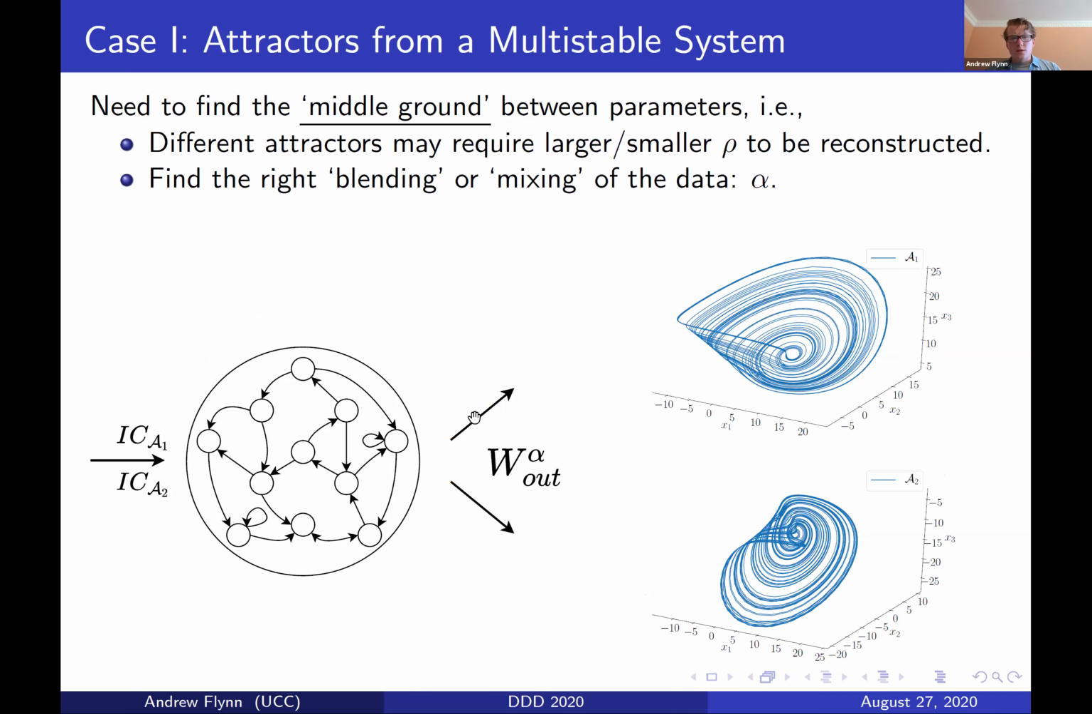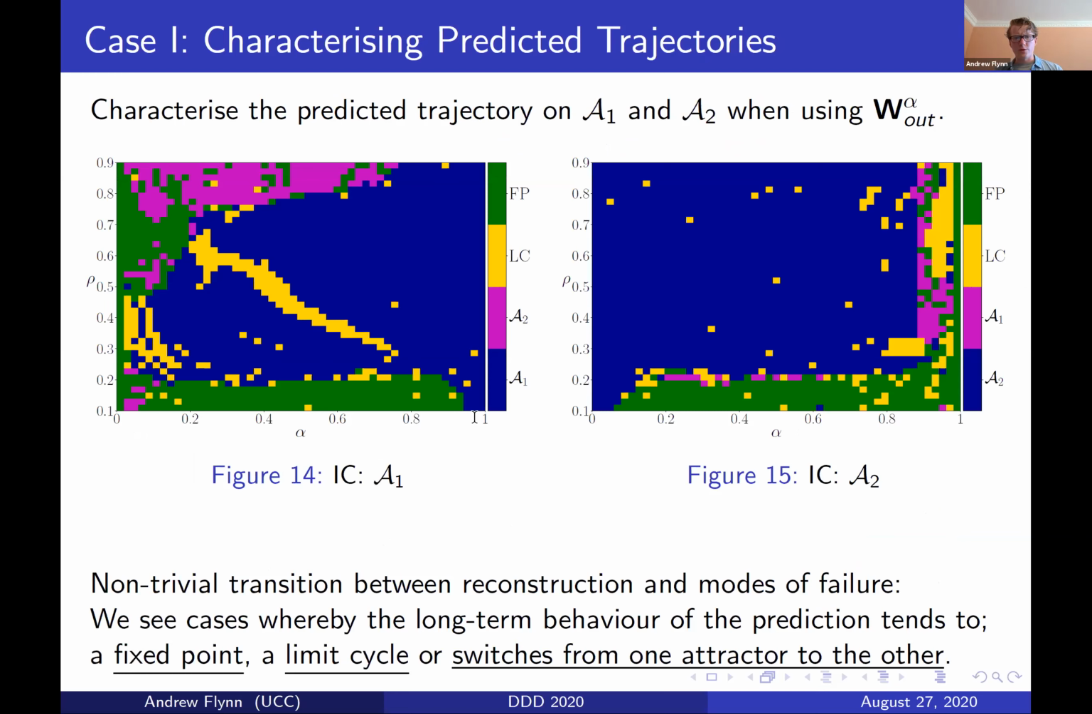To do so, we need to find some middle ground, right? I mentioned rho earlier, the spectral radius of the adjacency matrix. Different attractors may require larger or smaller rho to be reconstructed, so different attractors might evolve along different timescales. Then the reservoir might need to have a stronger emphasis on one attractor over the other. We also need to find the right blending of the data. If I put too much weight on one attractor, I might not be able to reconstruct the other.